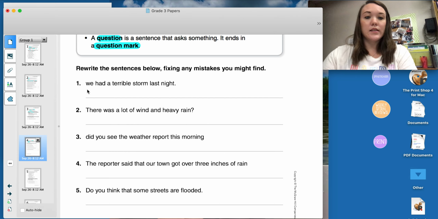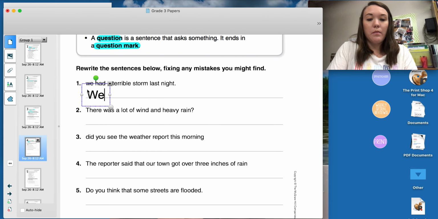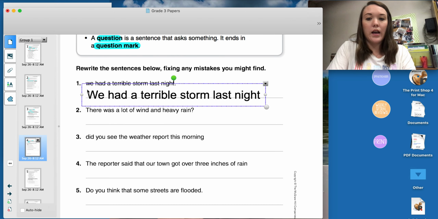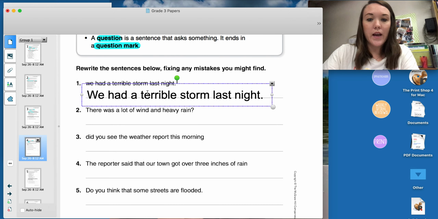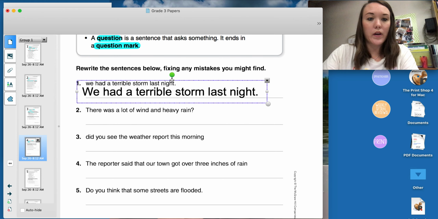The mistake in this sentence is it does not have a capital letter at the beginning of we. So I need to make it a capital. We had a terrible storm last night. It already had the correct ending punctuation.